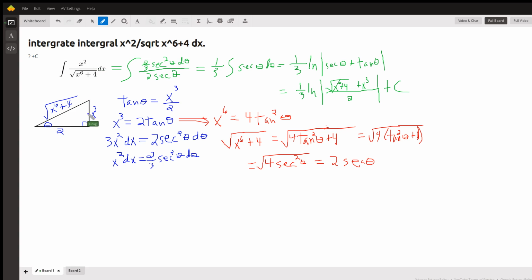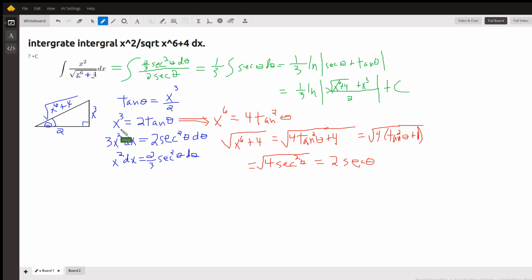So here's the little right triangle. It helps you visualize what's going on. Visualize these as the legs of a right triangle, since we're adding the squares. And the square root of x to the 6 plus 4 becomes the hypotenuse of that right triangle. And we want to use either tangent, secant, or sine, I believe it is. So the tangent of theta is x cubed over 2.